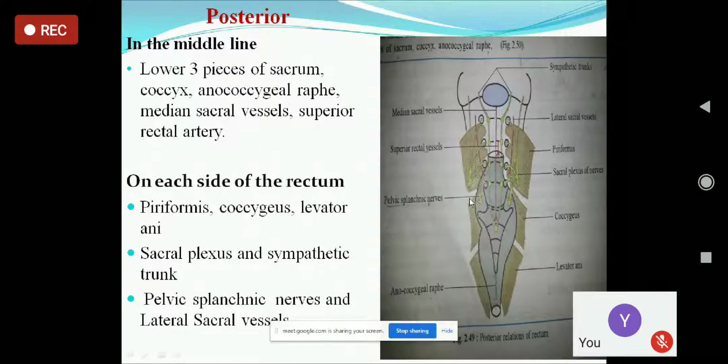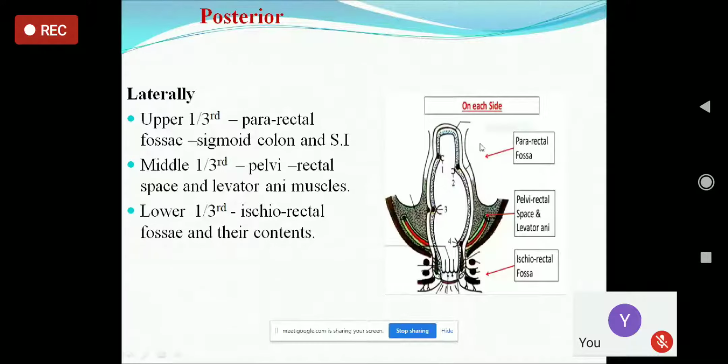Three muscles, three nerves, and posterolaterally, it is again divided into three parts: upper one-third, middle one-third, and lower one-third. In the upper one-third, you are getting the pararectal fossa, sigmoid colon, and small intestine also. In the middle one-third, you are getting the pelvirectal space and the levator muscles. This is the levator muscle, and in the lower one-third you are getting the ischiorectal fossa. So this is the posterolateral relation.